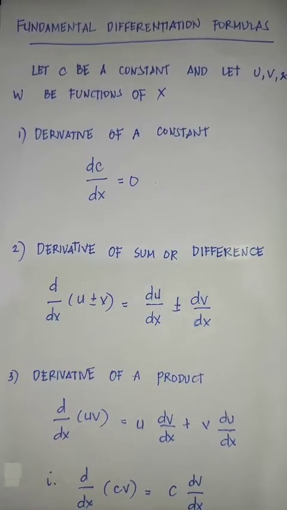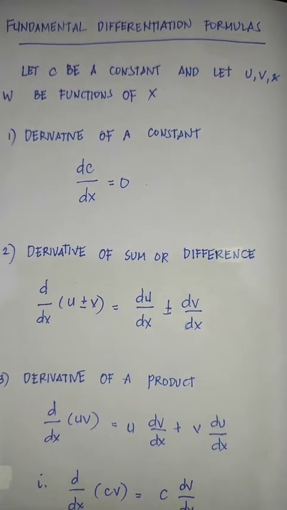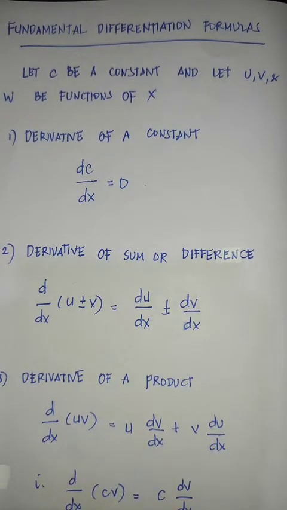So, fundamental differentiation formulas. Itong mga formulas na to was derived from the four-step method or the increment method. So, una is the derivative of the constant. Before that, sabi dyan, let C be a constant and let U, V, and W be functions of X. Meaning yung U, V, W are the dependent variable and the independent variable is X. So, sabi dyan, derivative of a constant is always 0.